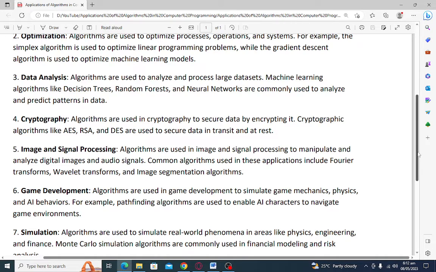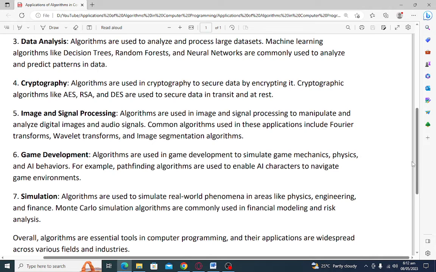Number 6. Game development. Algorithms are used in game development to simulate game mechanics, physics, and AI behaviors. For example, pathfinding algorithms are used to enable AI characters to navigate game environments.